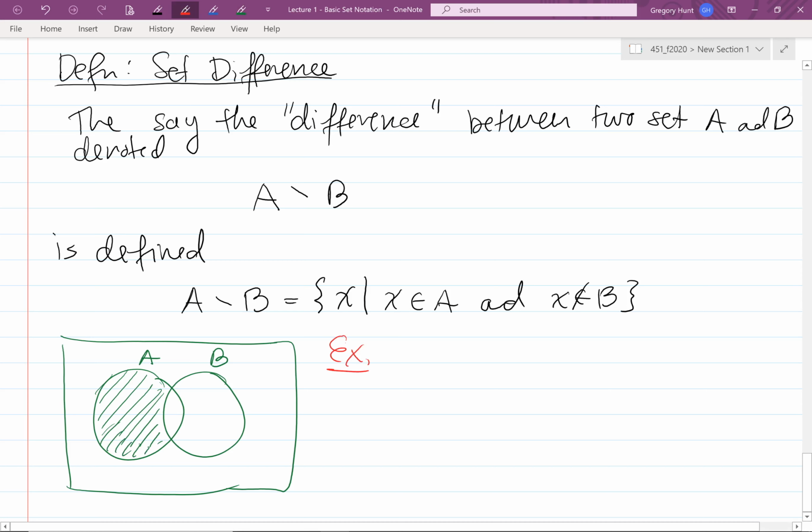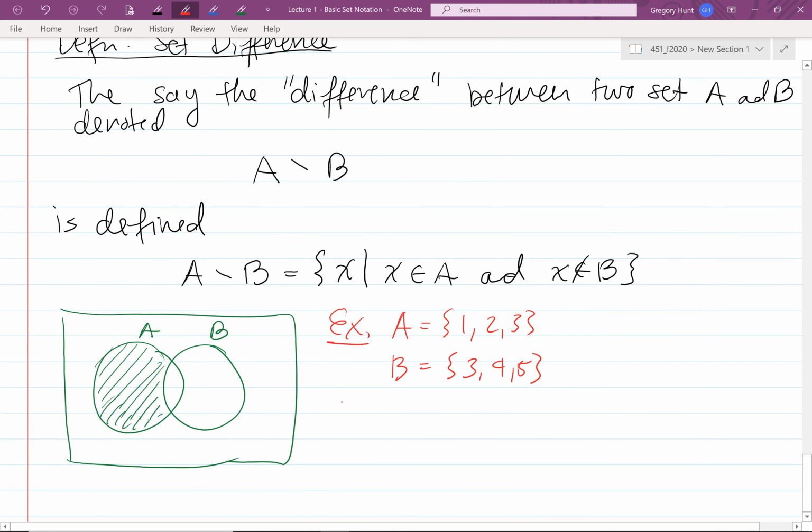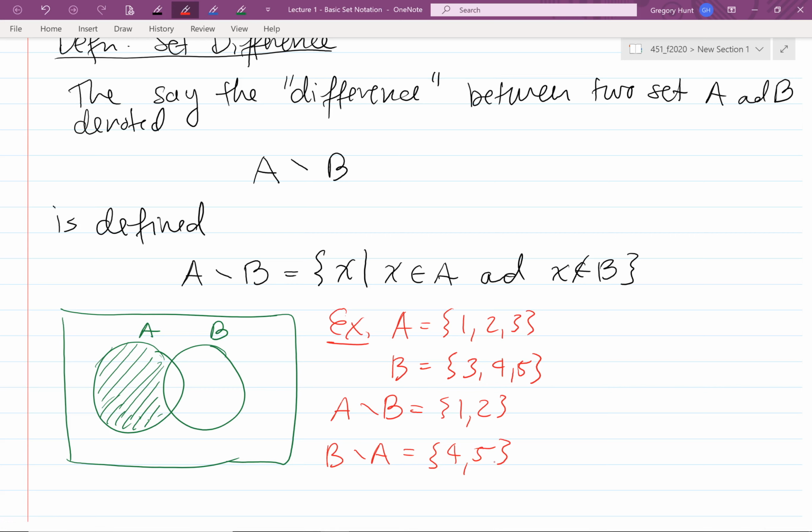So, examples. If we have A as the set 1, 2, 3 and B as the set 3, 4, 5, you could look at A less B, which is everything in A that's not in B, which is just the elements 1 and 2. You could similarly look at B less A, which is everything in B that's not in A, which is 4 and 5. So order really matters here, as is common with subtraction, and A less B is not the same as B less A.